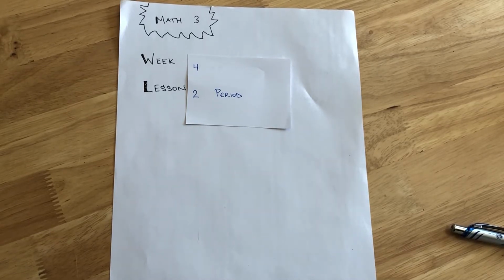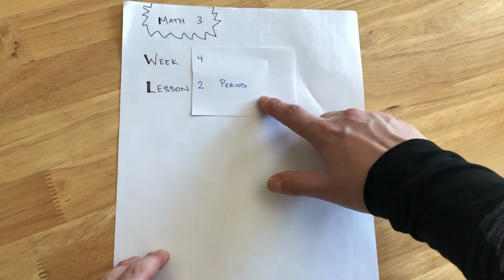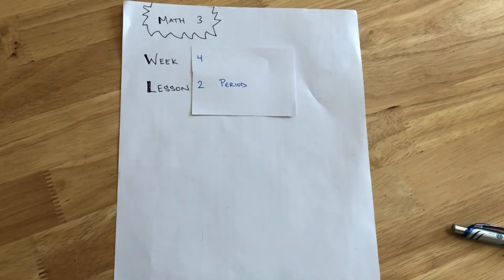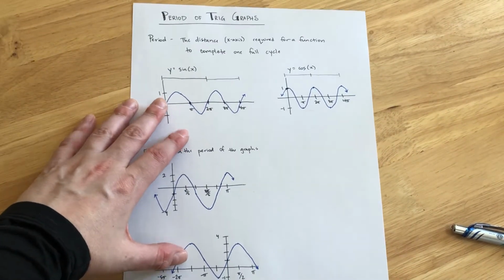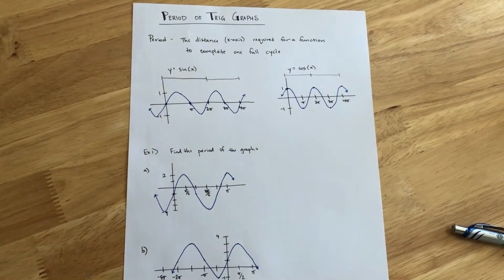This is your Math 3 Week 4 Lesson 2, and it is all about finding the period of a trig graph. So let's talk about what the period of a trig graph is. The period is the distance along the x-axis that is required for a function to complete one full cycle.